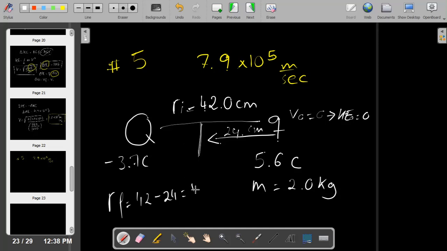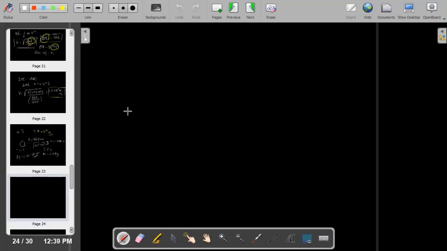And that is going to be, okay, I'm sorry, being stubborn, 18 point, both of them need zeros, so 18.0 centimeters. Okay, this is my final position. Now I have everything I need, and I notice the units that need to be changed. So next page, let's see how we solve this. It's exactly like the one before.